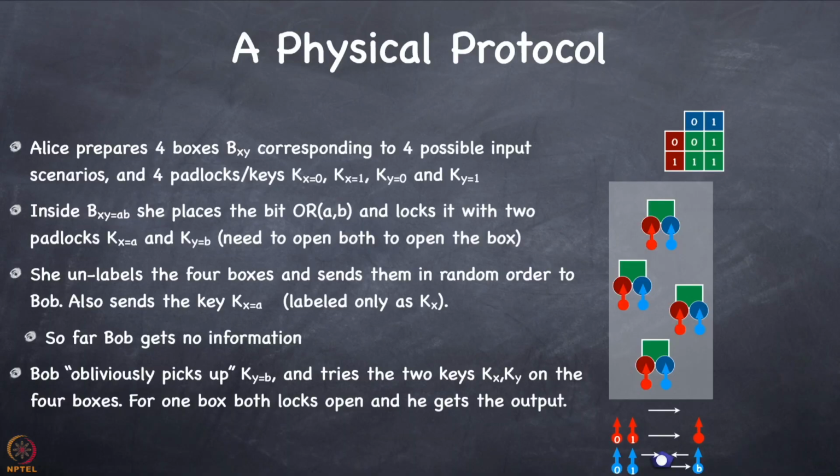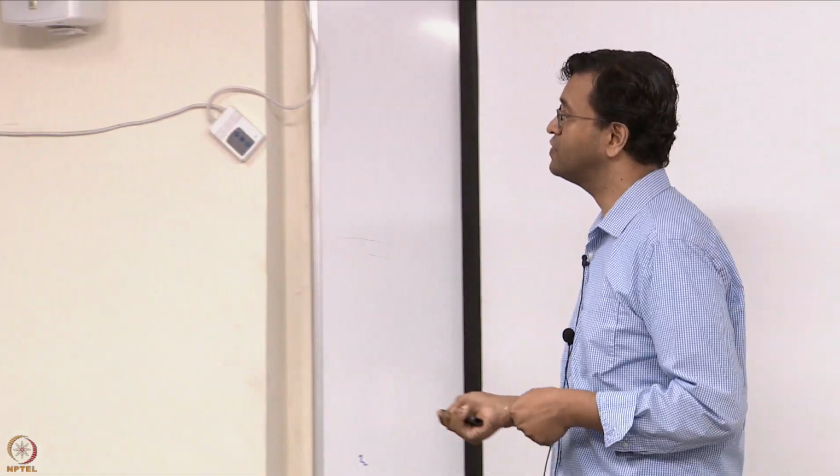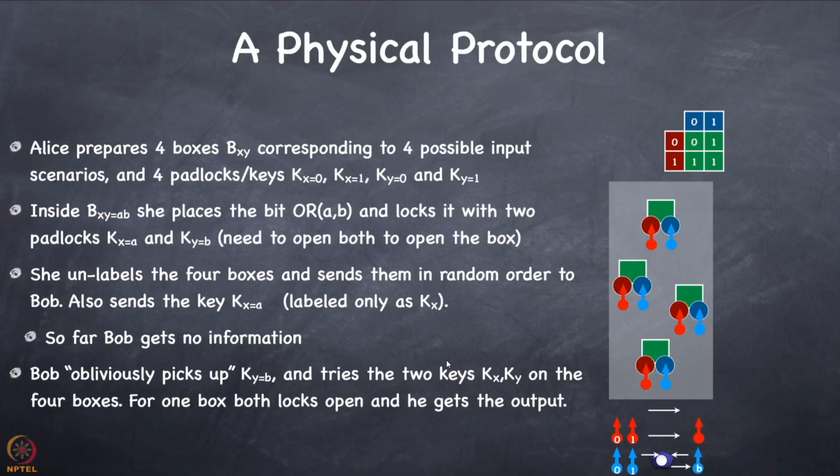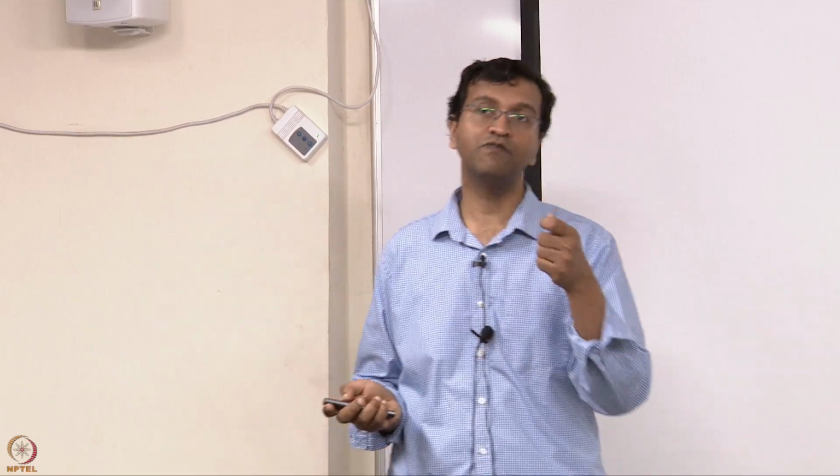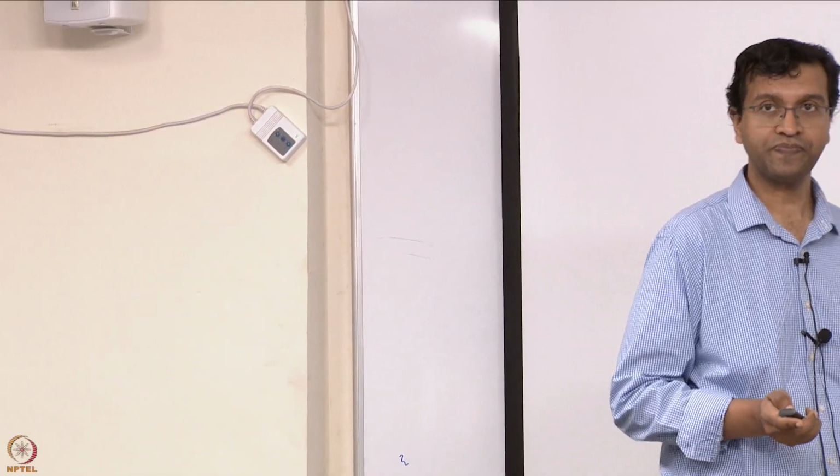Bob will obliviously pick up one of these two blue keys. Which one? The one corresponding to his input. And Alice will have no idea which one he picked up. And Bob will get only one of these keys. He doesn't see the other key.